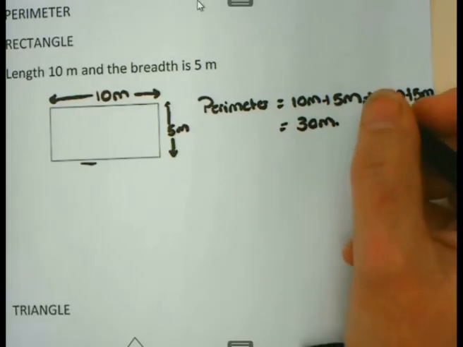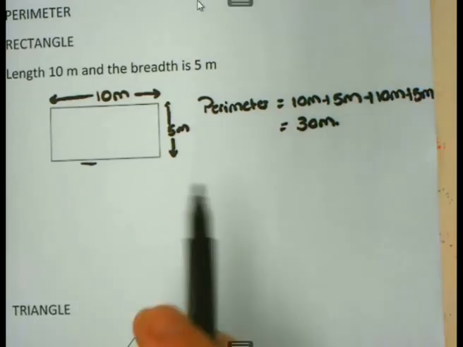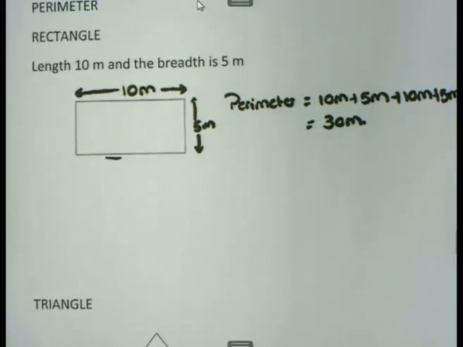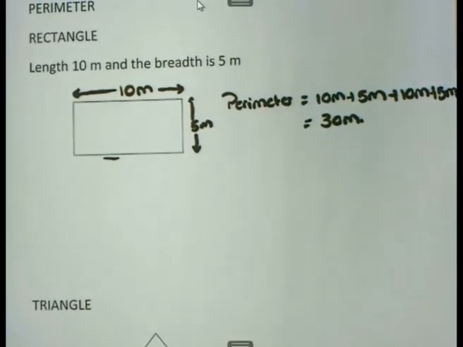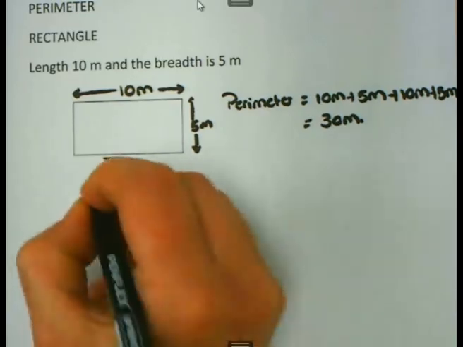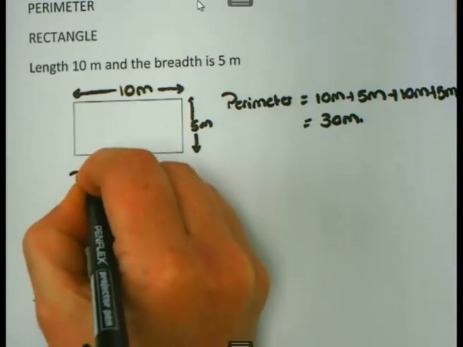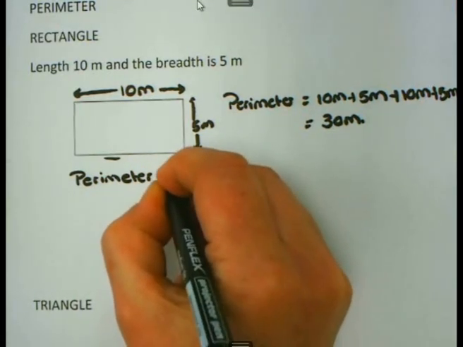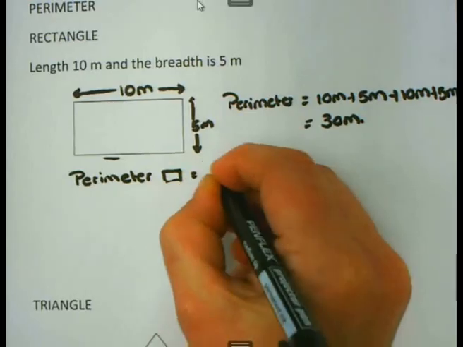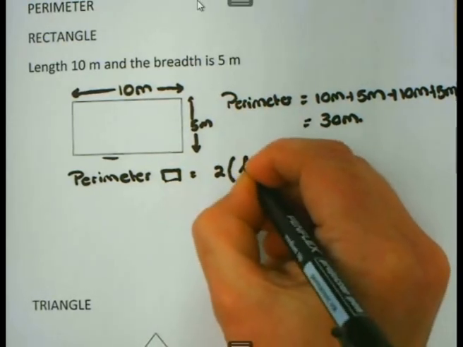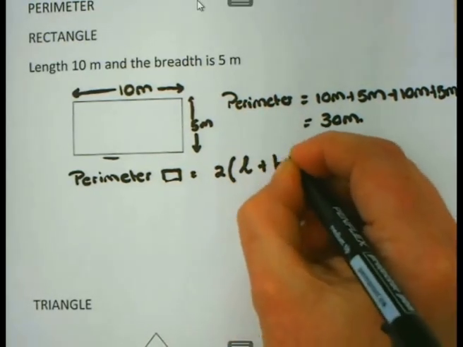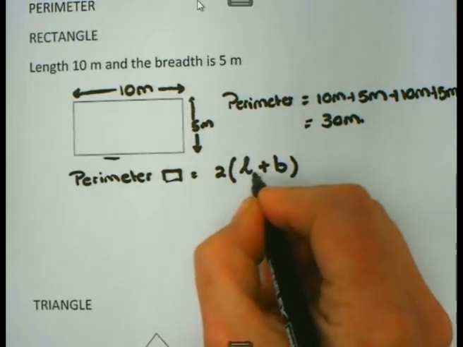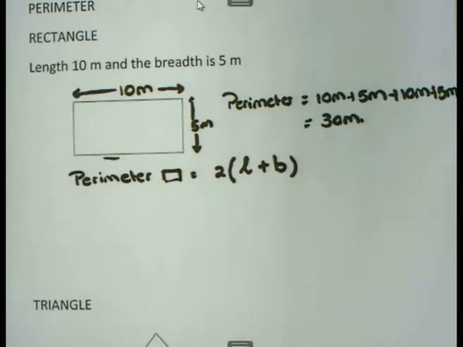In principle, this is what we do when we calculate the perimeter. But we usually now find on the question papers a formula. And the formula that we use for the perimeter of a rectangle is as follows. For a rectangle, if we want to calculate the perimeter, we say 2 times length plus breadth. Very important, 2 times, and in the bracket we use length plus breadth.